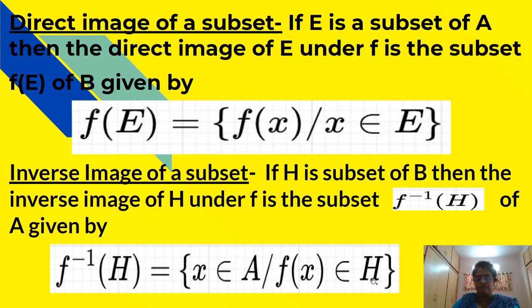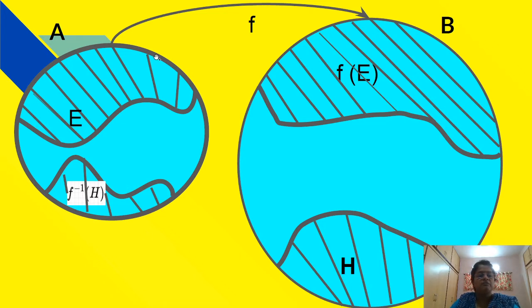Here we can see that this is the set A, this is the set B. Function f is from A to B. Consider subset E of A. Then the direct image of E under f is f of E which is the subset of B. Now consider H which is the subset of B. Now we will see what is the inverse image of H. Then the inverse image of H is f inverse of H which is the subset of A.